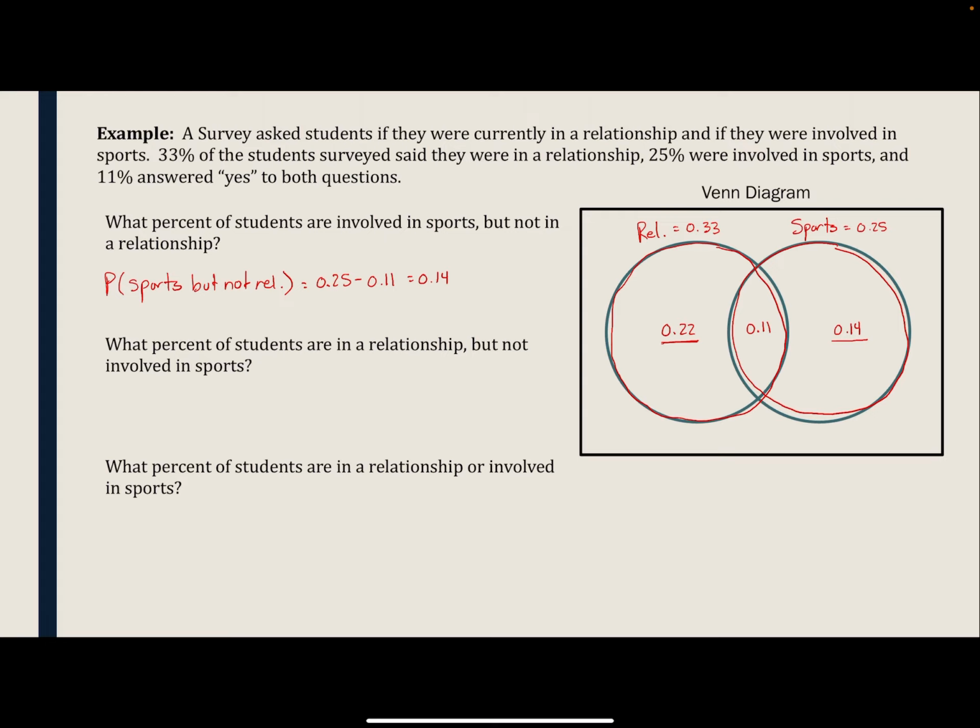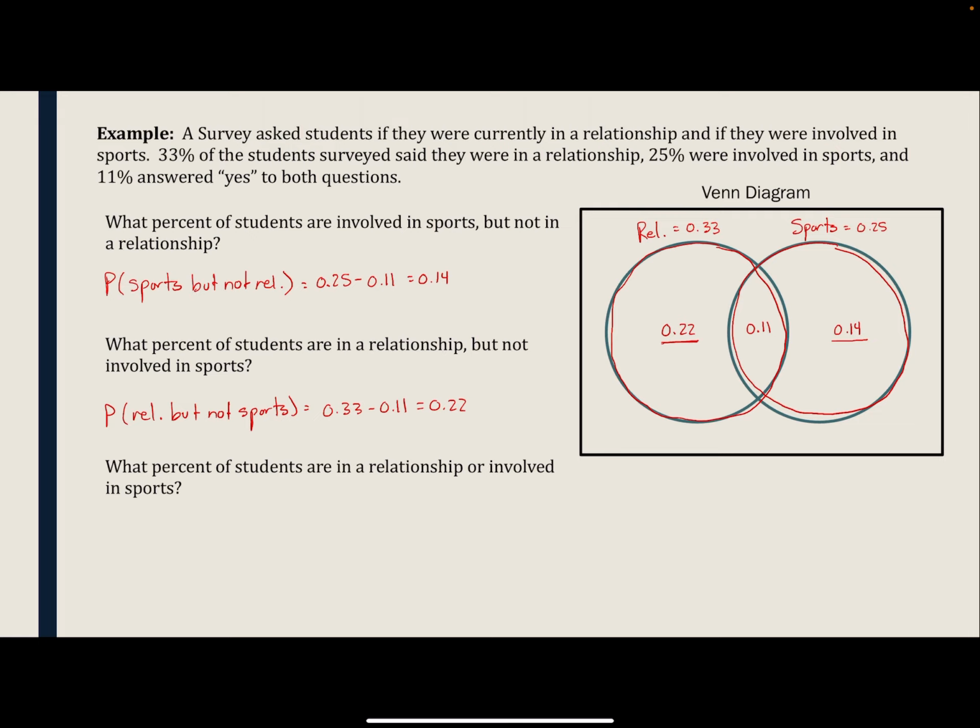What percent of students are in a relationship but not in sports? Again, we can see it in our diagram, but we took this 0.33 and subtracted off the intersection, giving us 0.22. Okay, now the last question. What percent of students are in a relationship or involved in sports?